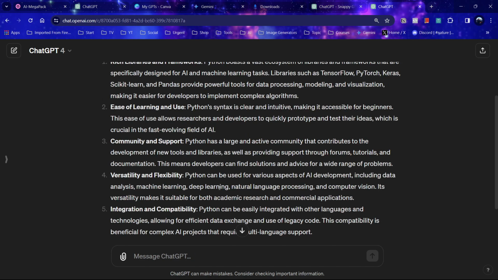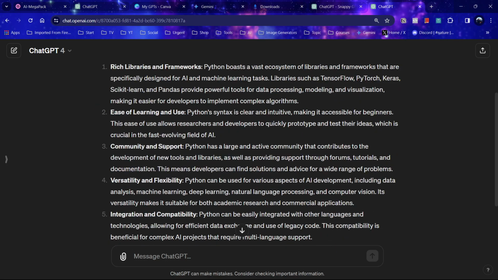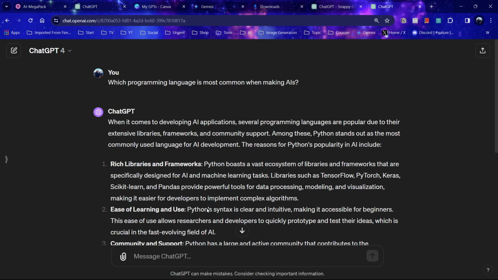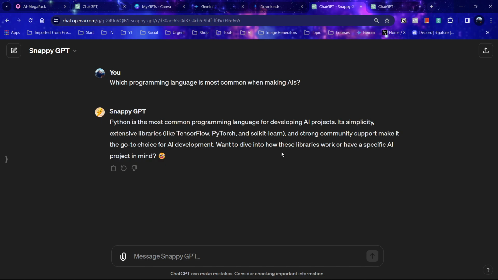And here is a standard GPT-4, way more elaborate. Of course, I do very often prefer these more detailed answers, but it isn't really to the point. So that is the idea behind Snappy, that it's more snappy. I have instructed it to be way more concise, to the point, and also to be more decisive.